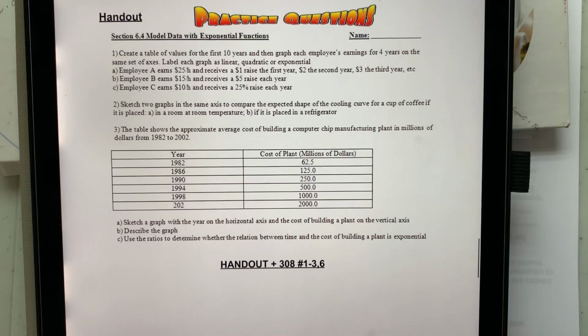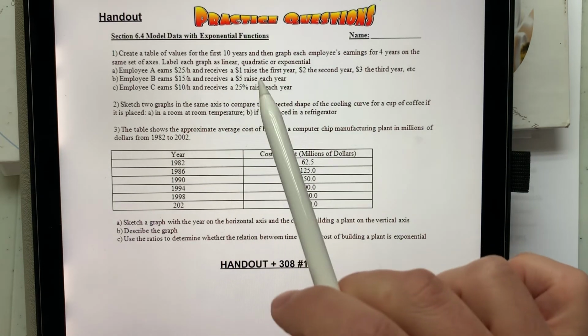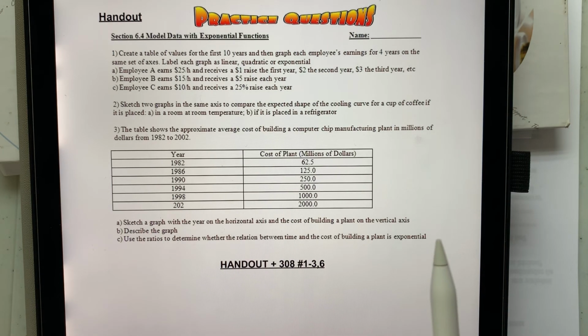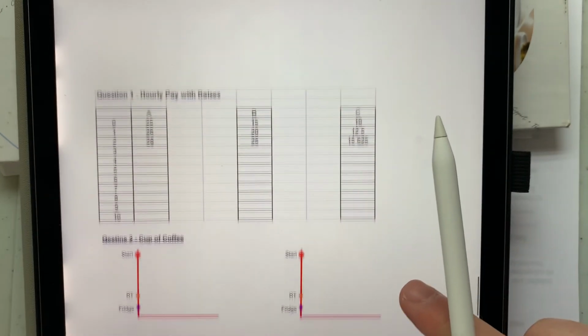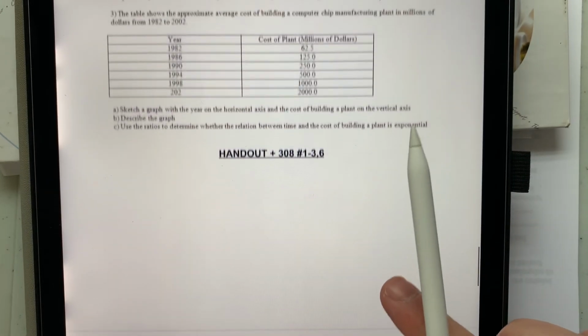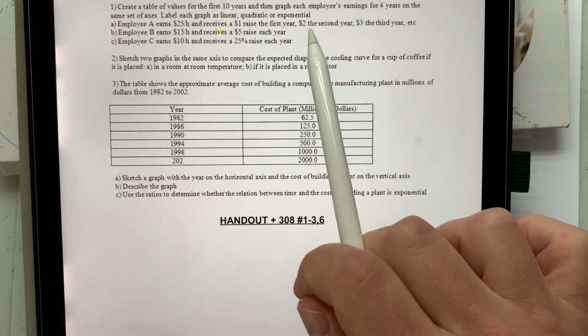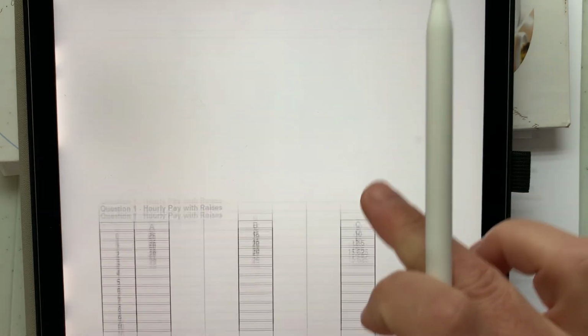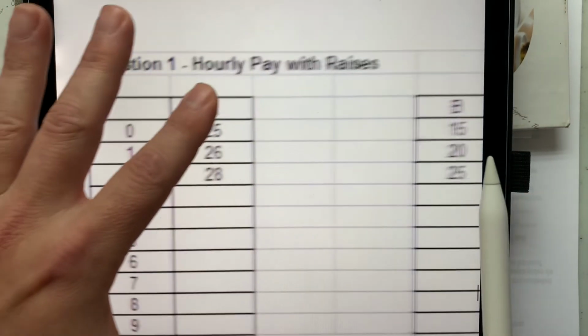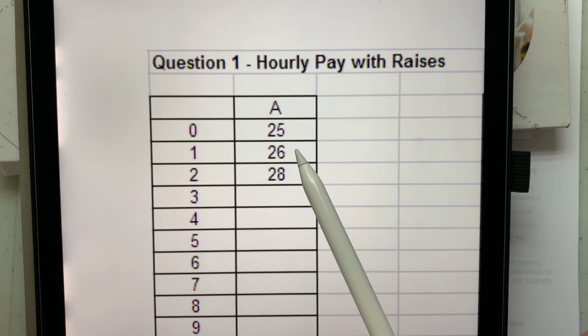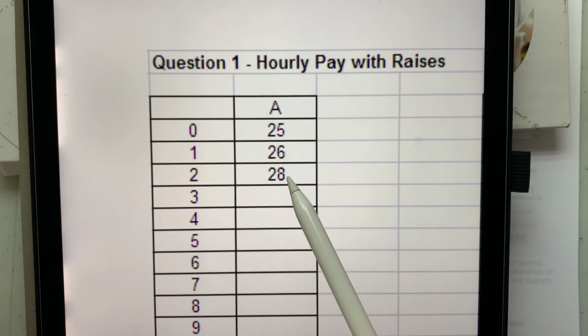All right, this is getting kind of long. So here's going to be what the handout's going to look like. I need you guys to answer these questions and check where things are. I'm going to show you a little bit of the first questions. So if I was saying an employee earns $25, then gets a $1 raise, then $2 raise, and $3 raise. So that would be 25, then he gets a $1 raise, that's 26, he gets $2 raise, 28, then $3 raise, that's going to be 31.